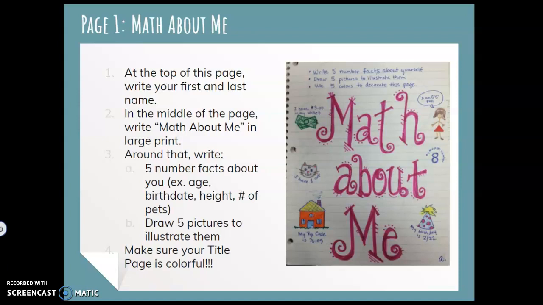And you can see the example that I have on the board. Make sure your title page is colorful. This is the first thing that you will see when you open your Math Interactive Notebook. So you want to make sure that it's fun and it appeals to you. Go ahead and pause this slide and complete your Math About Me page. Remember, this is page 1 in your math notebook.